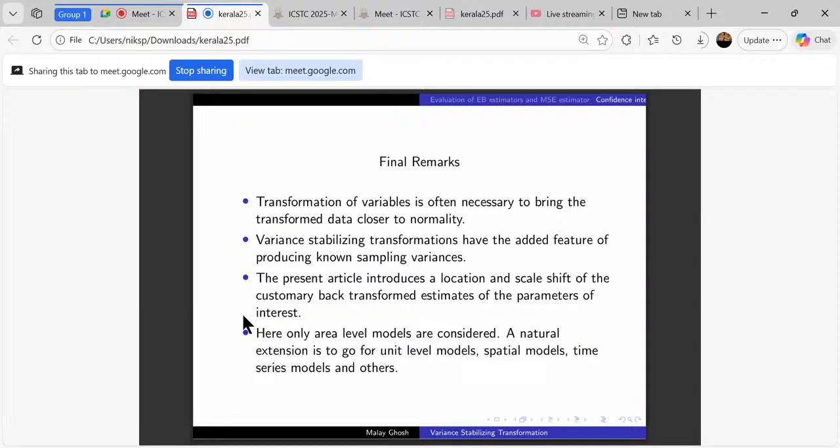Okay, Satish, I think let us thank our esteemed speaker. It was wonderful having him with us today. Thank you, Malay, again personally and also on behalf of the committee. Okay, Satish, over to you.